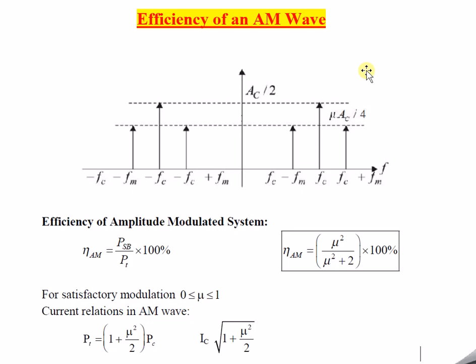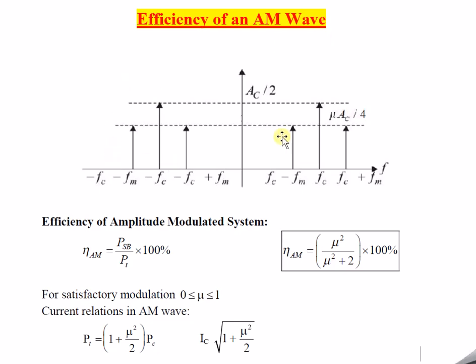For example, efficiency of an AM wave means how efficient our AM wave generation system is. We generate the AM wave, and how efficiently we are able to generate it is the way we calculate the efficiency of a particular system. I hope the efficiency definition is clear: output with respect to input, and if you calculate output by input into 100, you will get the percentage efficiency.